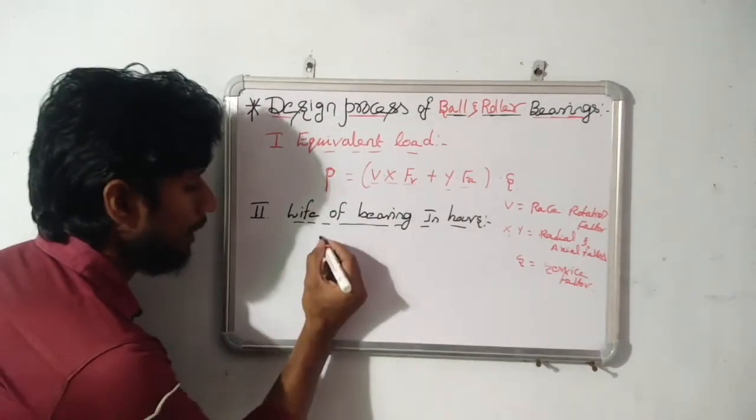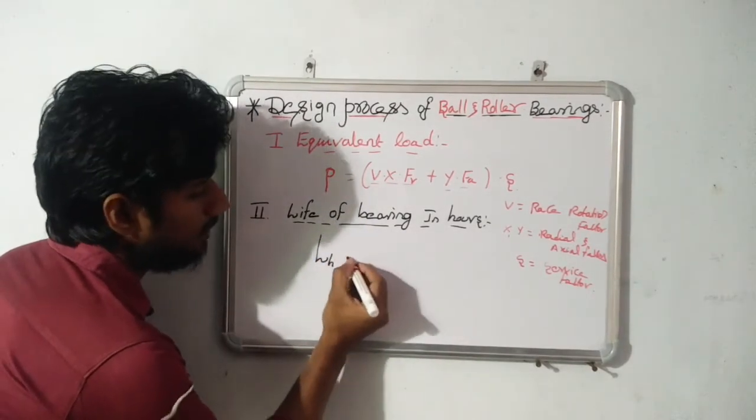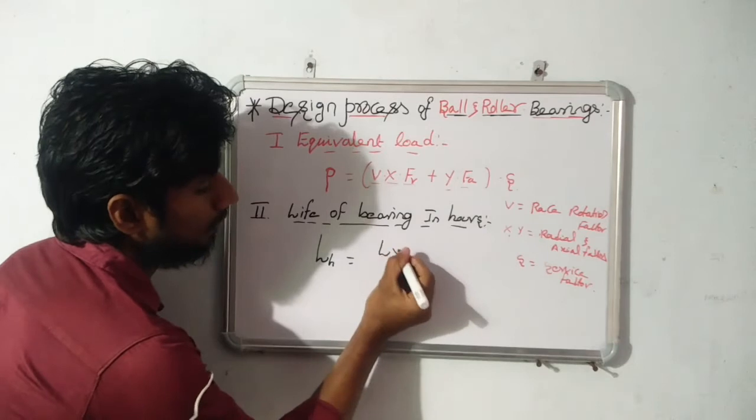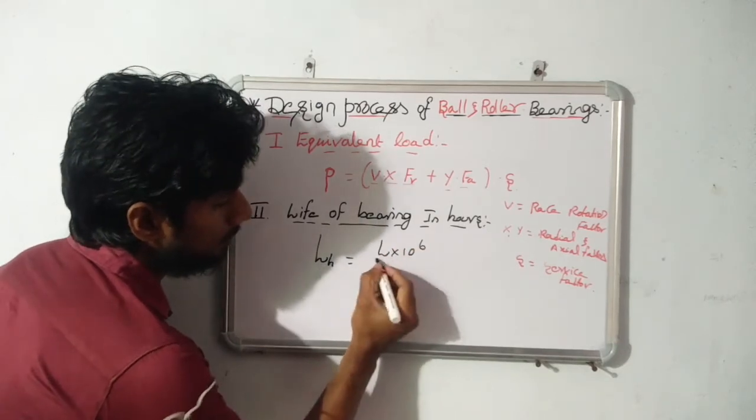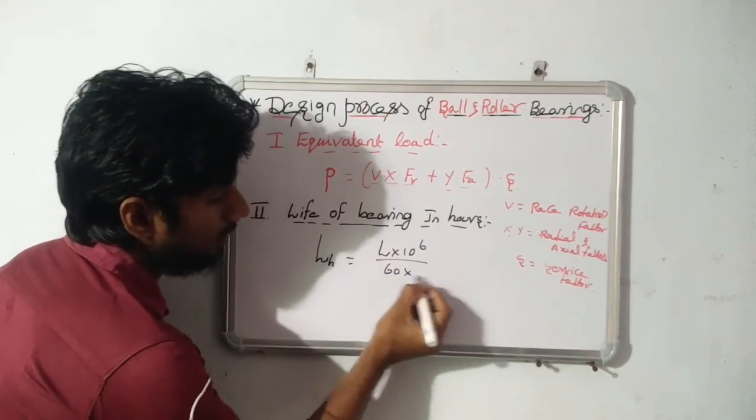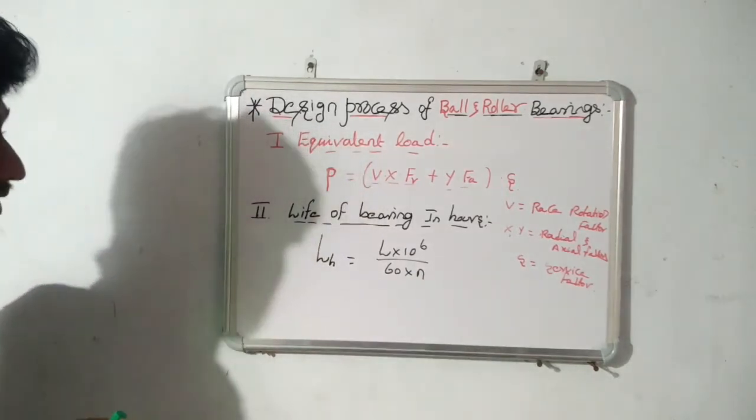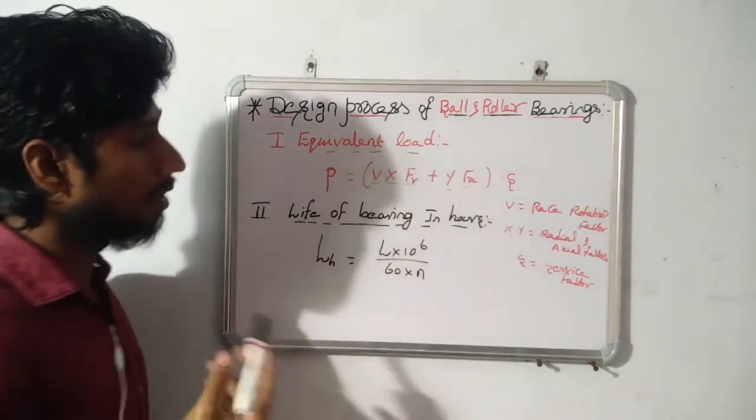So it is denoted by L suffix h, that is equal to L into 10 to the power of 6 whole divided by 60 into N. So it is the formula for life of bearing in hours.